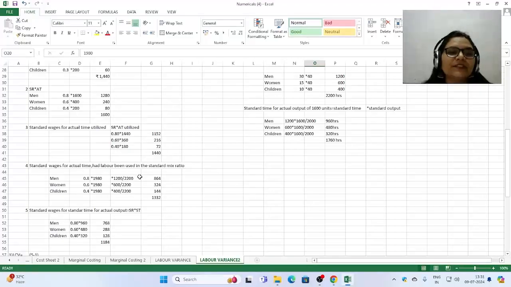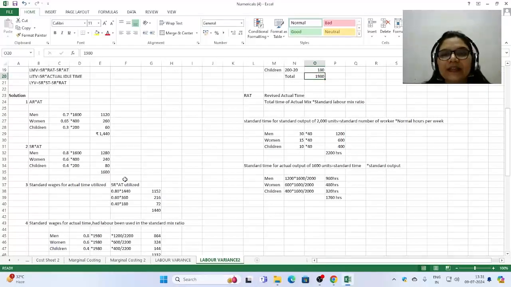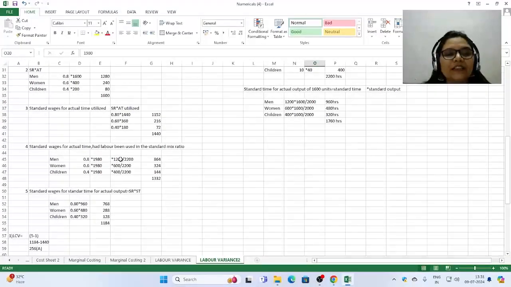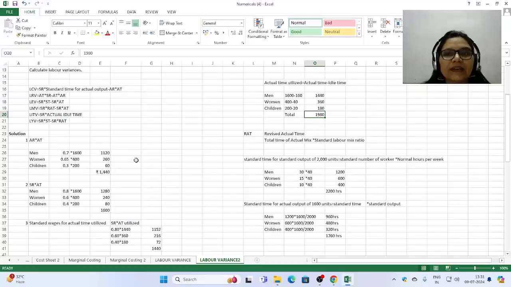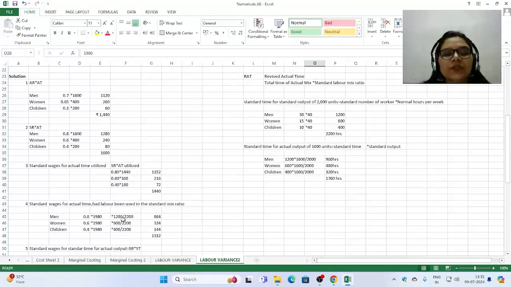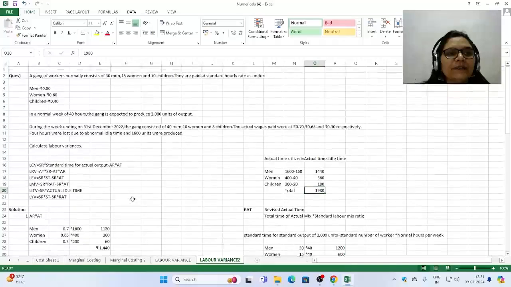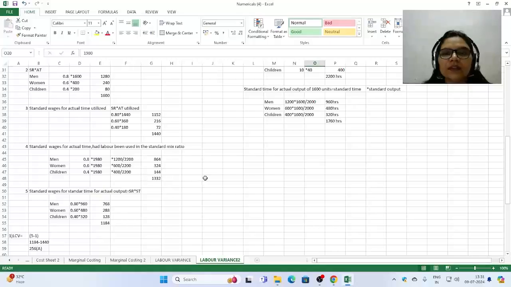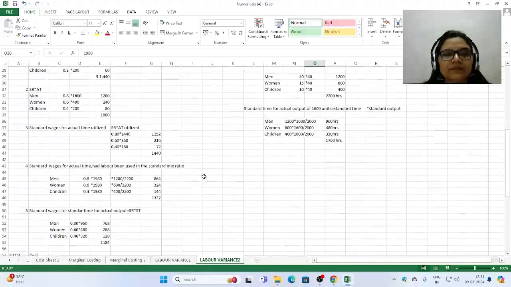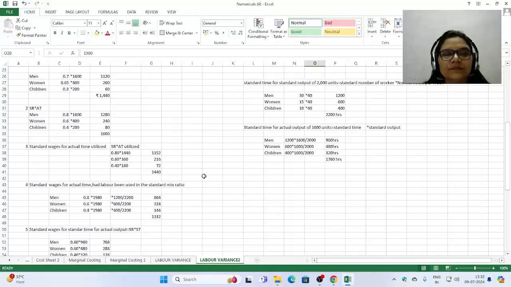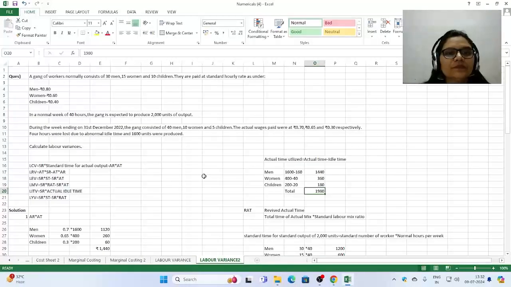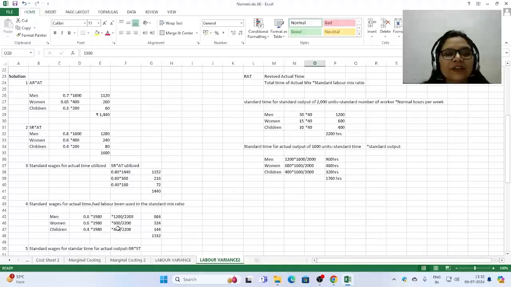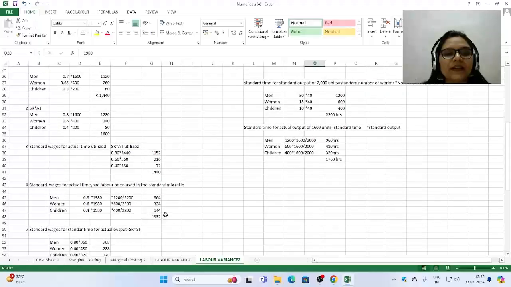Similarly, standard mix ratio. Standard mix ratio is like how much time has been utilized and how much actually was the standard. So 1200 divided by 2200, 600 divided by 2200 and 400 divided by 2200. This is a standard mix ratio and we will take out the values and do the total.